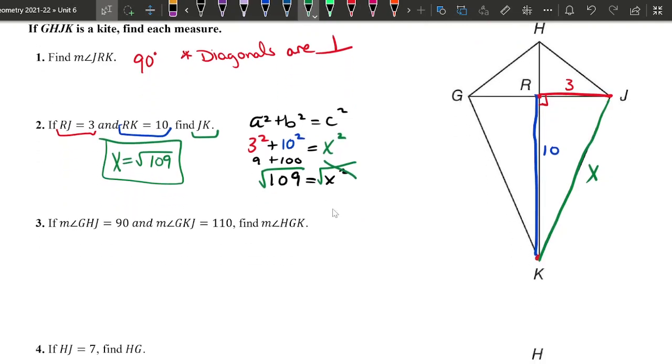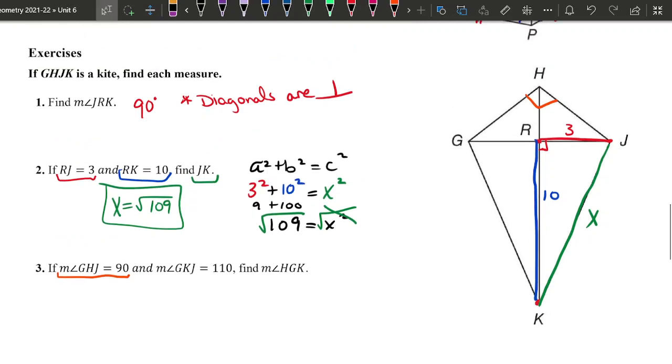All right, so number 3, now we're talking about some angles. We have the measure of the angle GHJ is 90. GHJ, that is this one up here. That's 90 degrees. So I'm going to write 90 up by the H. I think that'll be a little more clear. That's 90 degrees.